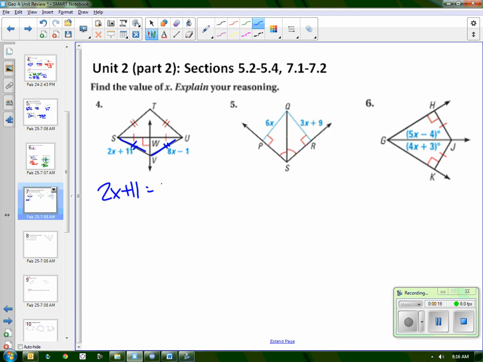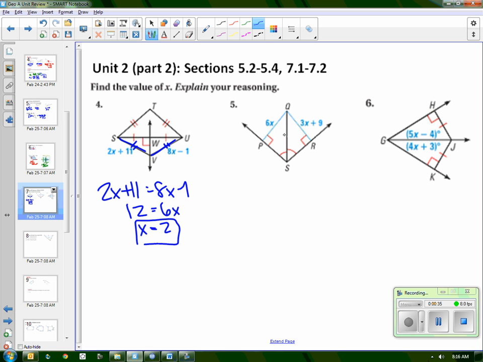2x plus 11 equals 8x minus 1. Then I'm going to add 1 and get 12 and subtract 2x and get 6x. And x is 2 because that point lies on the perpendicular bisector. Cool. How about 5? What do we got here?